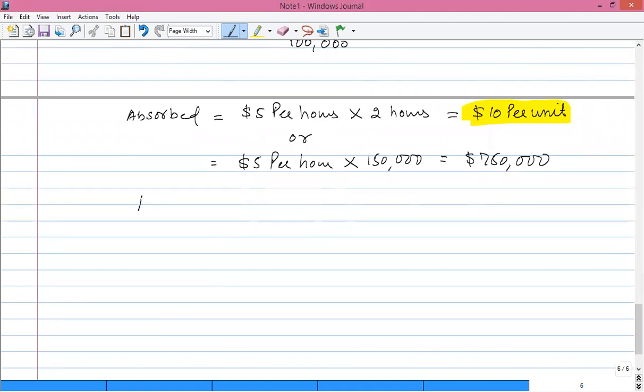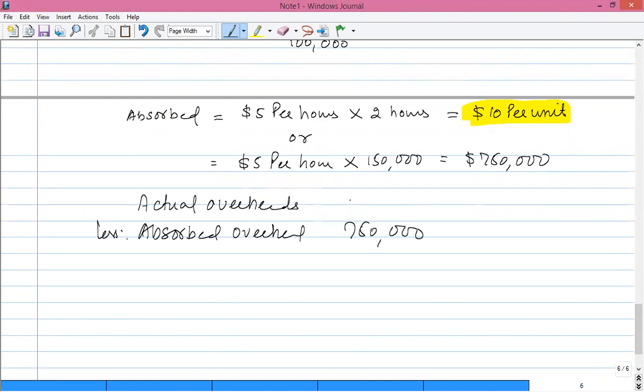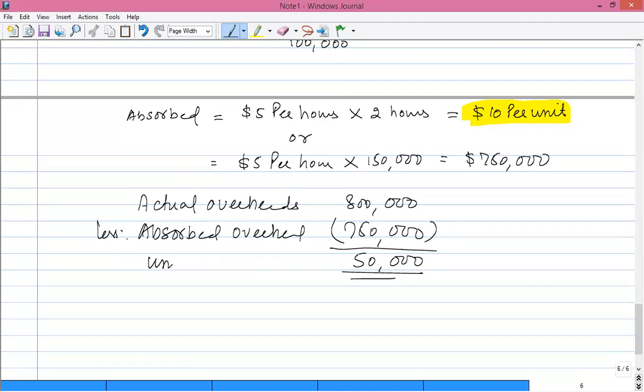After that, we have to compare the actual overheads with the absorbed ones. In our example, the absorbed one was 750,000, assuming the actual was 800,000. So the difference is positive 50,000, and that means the under absorption of overheads.